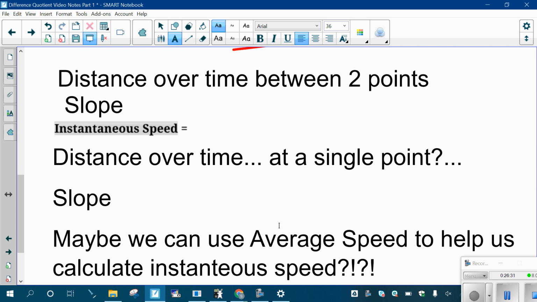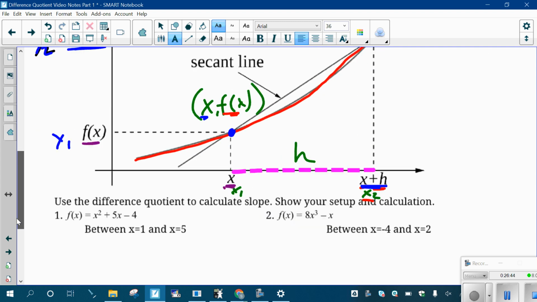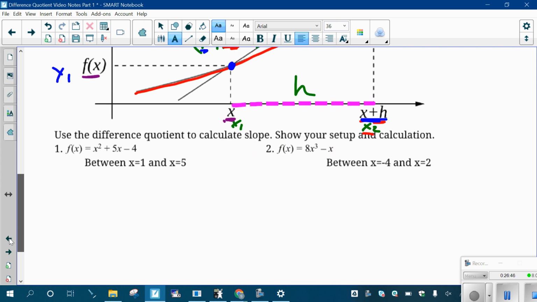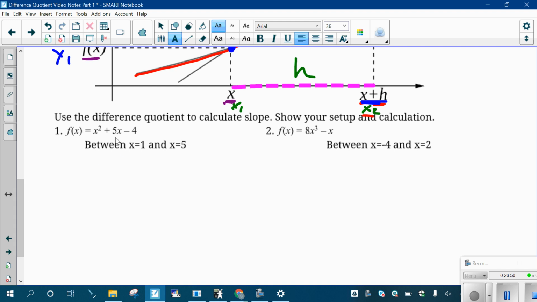All right. So if you jump over to this page, I'd like you to do some practice now with the difference quotient. Here is our difference quotient formula. Remember, it's just a fancy way to calculate slope. We got this picture here. Here's not word problems, just good old-fashioned functions. Here's the first x value. Here's the second x value. I want you to use the difference quotient to calculate the slope. I'll help you set up this first one, and then I want you to do a little practice with it.